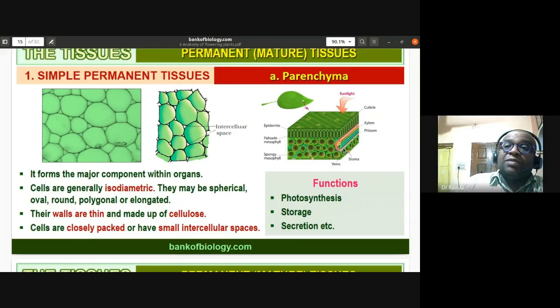Some of the aquatic plants have air-filled cavities within the parenchyma, which helps in buoyancy of the plant, that is flotation of the plant. The plants float on water because of the buoyancy of the plant. That is because of these air-filled cavities found in water hyacinth and other aquatic plants. The air-filled cavities present in parenchyma, we call them aerenchyma. Okay.